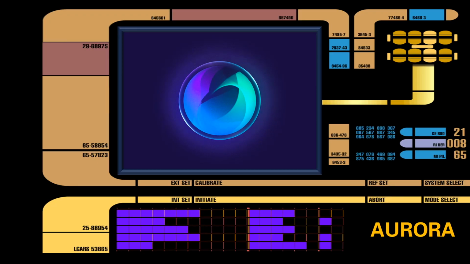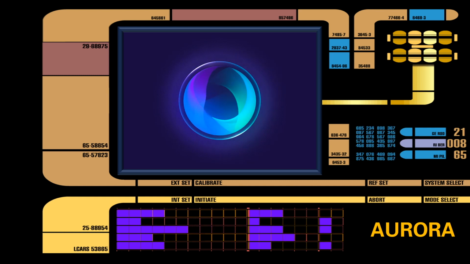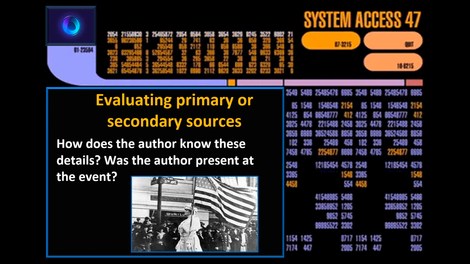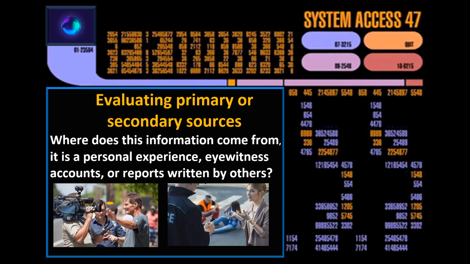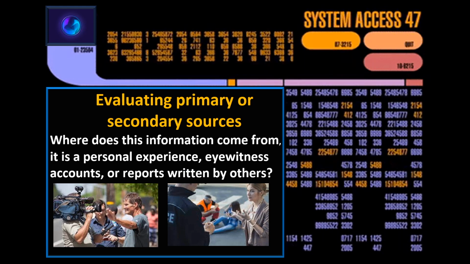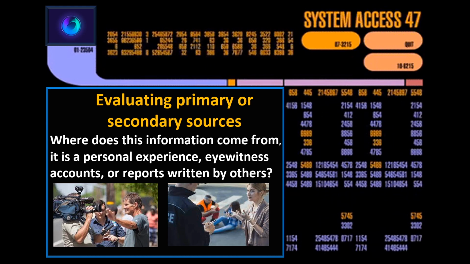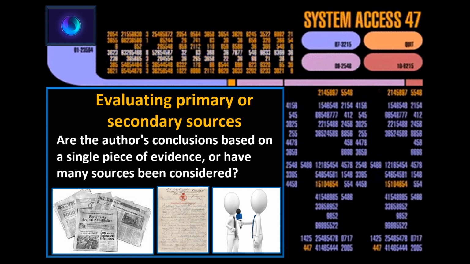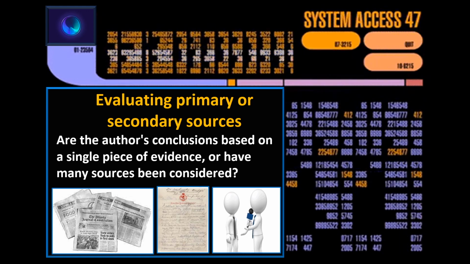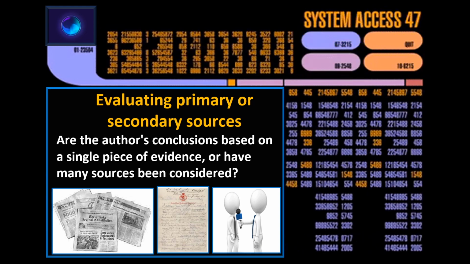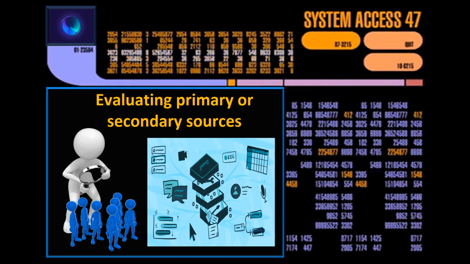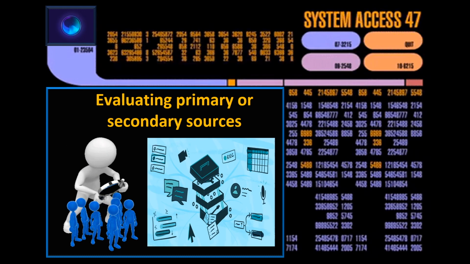Of course, Dr. Carafano. When determining if something is a primary or secondary source, one should ask, 1. How does the author know these details? Was the author present at the event? 2. Where does this information come from? It is a personal experience, eyewitness account, or report written by others. 3. Are the author's conclusions based on a single piece of evidence, or have many sources been considered? Examples: diary entries along with third-party eyewitness accounts, impressions of contemporaries, newspaper accounts.